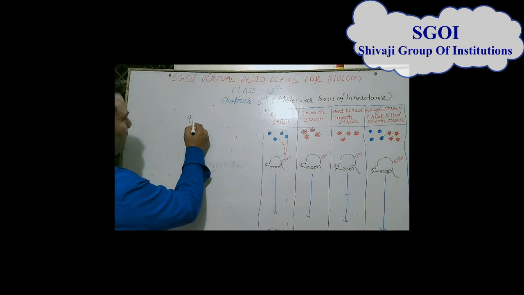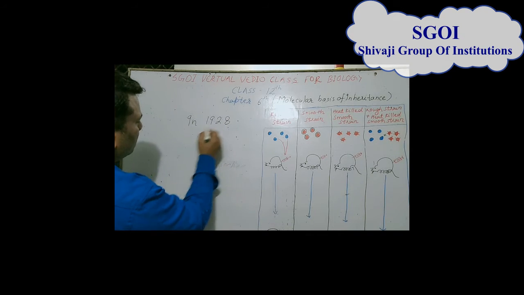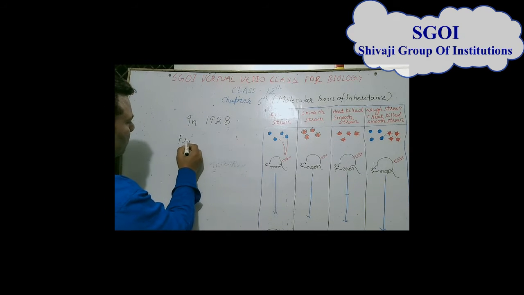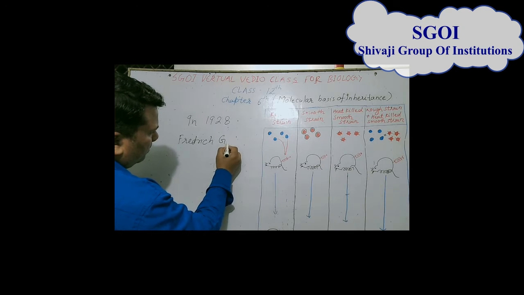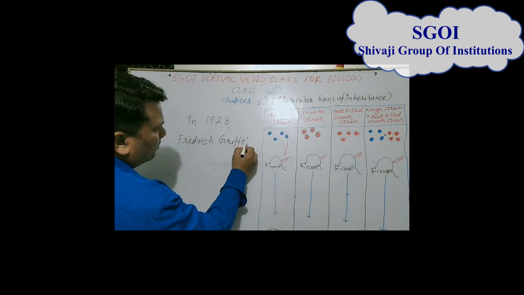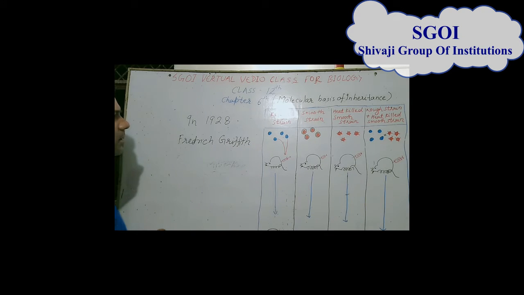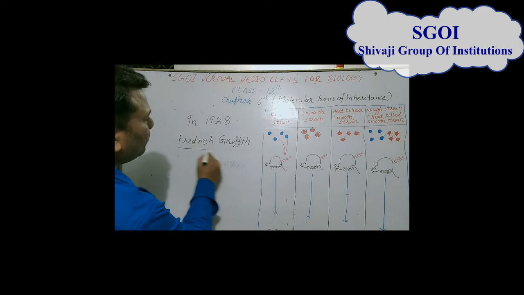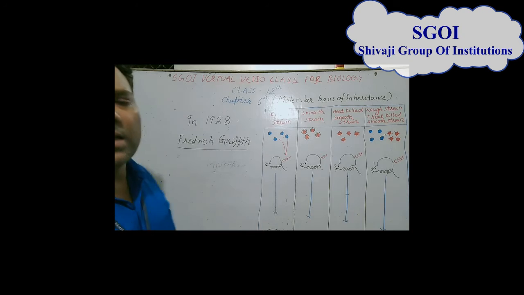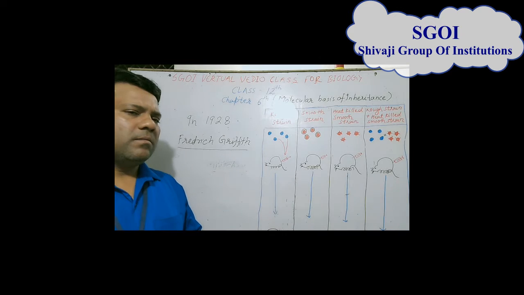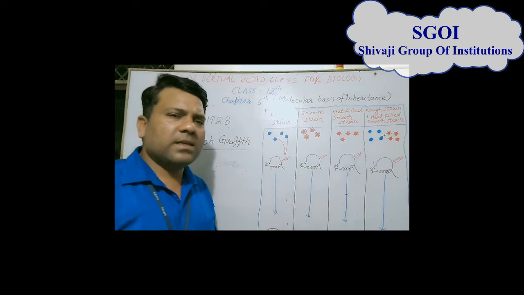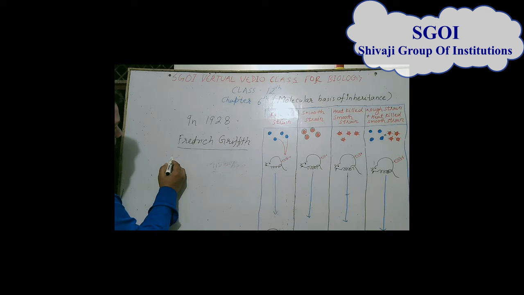In 1928, a scientist called Frederick Griffith first demonstrated that DNA is a genetic material. Frederick Griffith performed his experiment on a bacteria called Streptococcus pneumoniae.